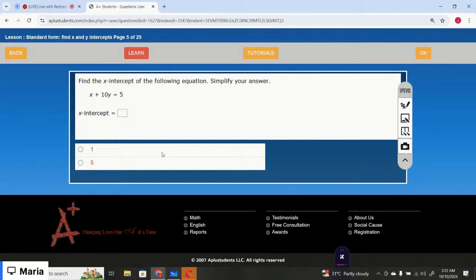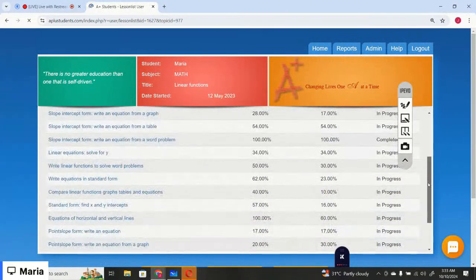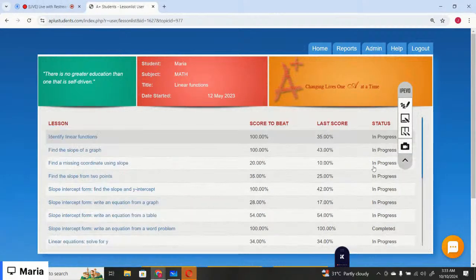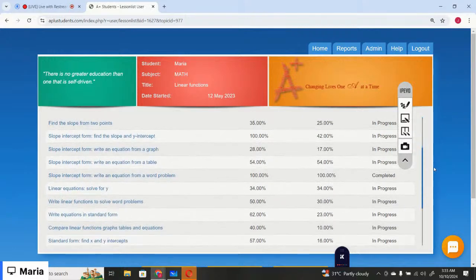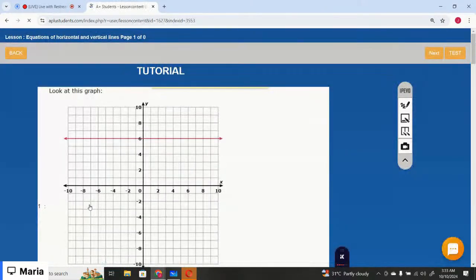Yes, the correct option is 5. Option number 2 is the correct option, right? Okay, you can complete the lesson by yourself later today. Let me just move on to next lesson. And the next lesson is equations of horizontal and vertical lines. Let's just start with the lesson.